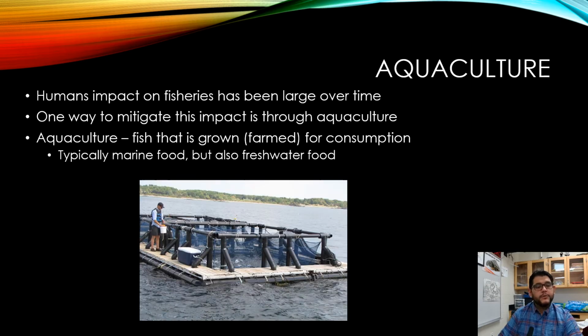So aquaculture, we mentioned in a previous video how overharvesting can be done, and the ocean tends to be a big tragedy of the commons. Well, one way we can mitigate this problem, right? Mitigate means to make it less, is to use aquaculture. And that's the idea that you can grow fish almost in a farm situation. So you have these pens, and they can be grown for consumption. And it's typically going to be marine food, but can also be done with fresh water as well.